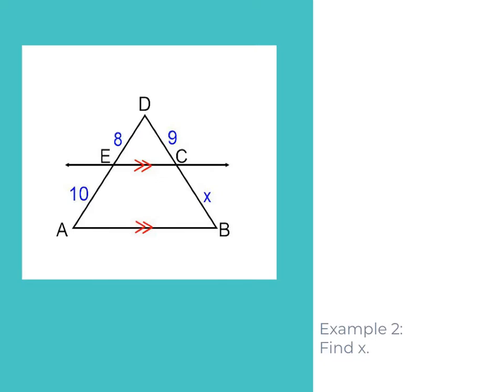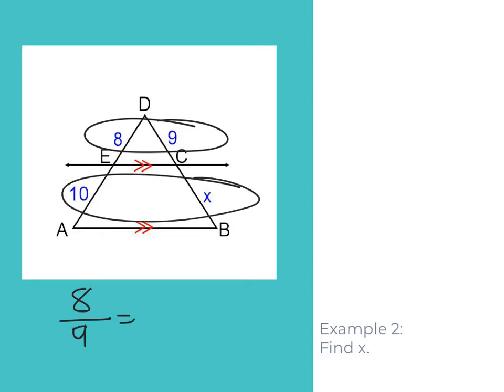Same idea here. These lines are splitting the sides proportionally because they're parallel. So 8 over 9 has to equal 10 over x. 9 times 10 is 90. Divided by 8, you get 11 and a quarter.